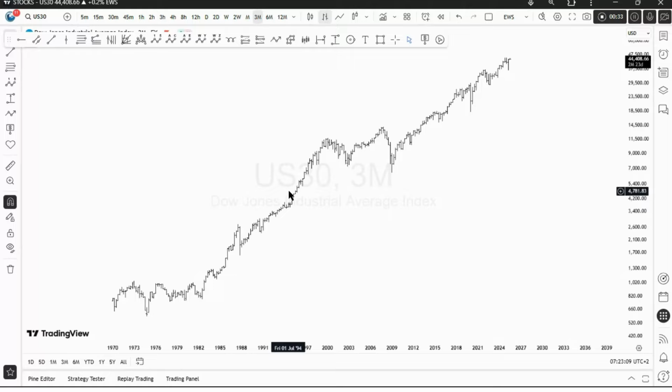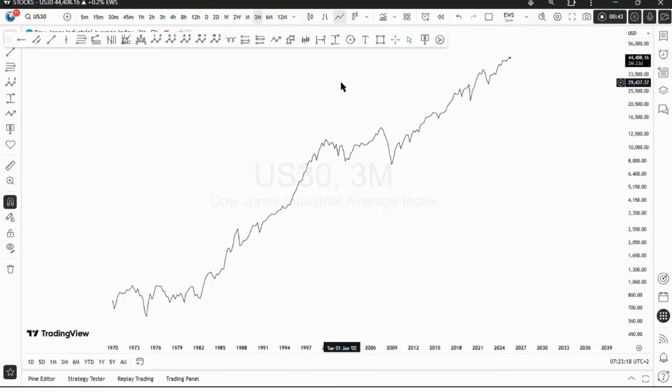So I'm using a free version of the platform TradingView today. If you look here, most of the time, what I first prefer to do is switch to the line chart, which is what you're seeing right now. So the data goes back all the way to about January 1970.